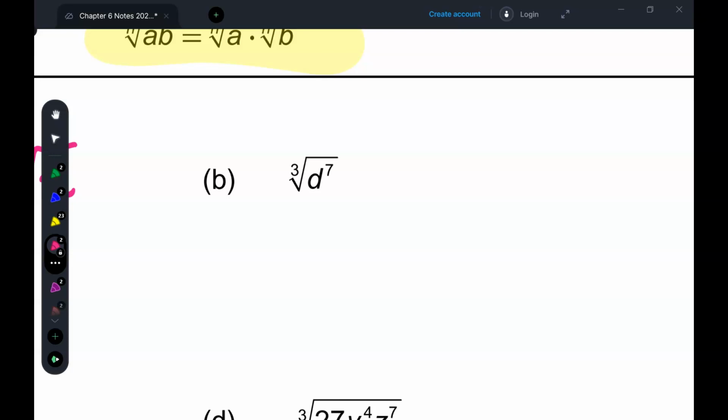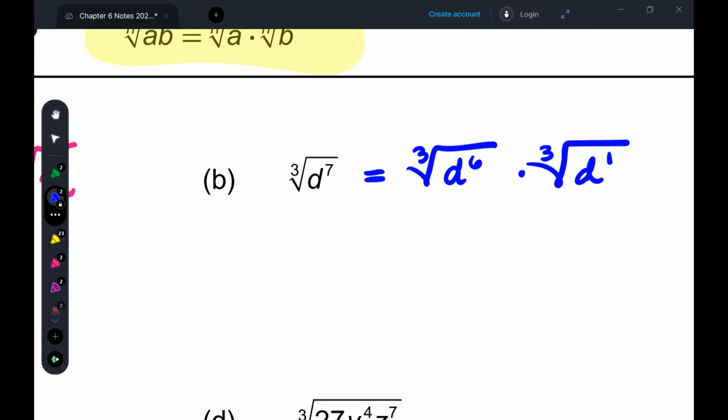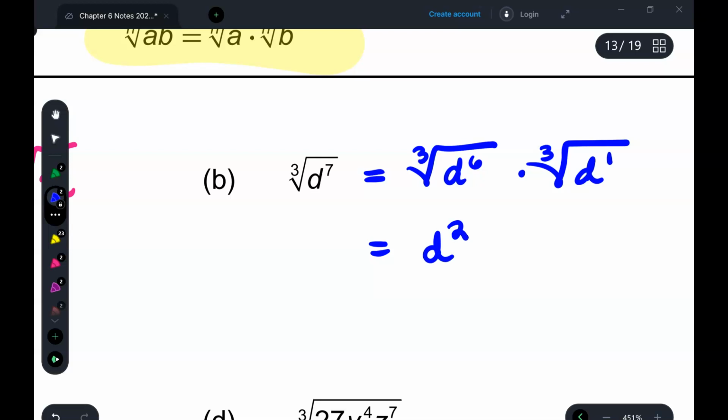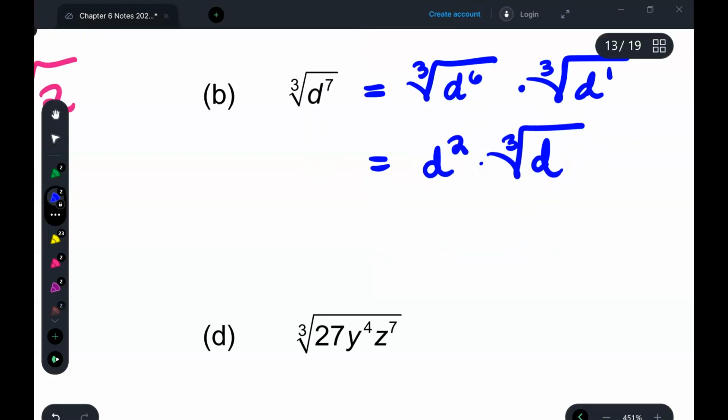Okay, 3 doesn't go into 7 evenly, but 3 goes into 6 evenly. I'm going to have a remainder of 1. So I'm going to show you 2 ways to do these as well. I can do d to the 6 and a d to the 1st. I technically don't need to put that one. We agree 6 plus 1 gives us the 7 underneath. So I have cube root, d to the 2nd, times the cube root of d to the 1st. You don't need to put a multiplication sign, it's implied that it's multiplication.